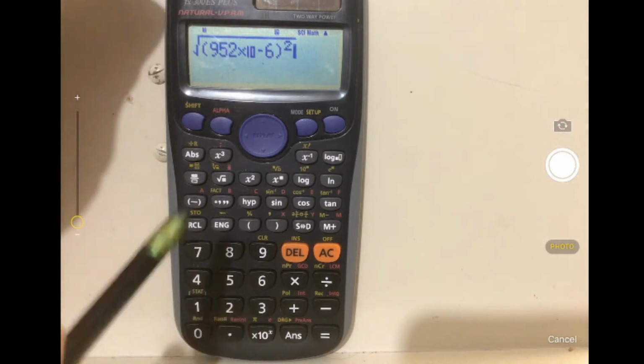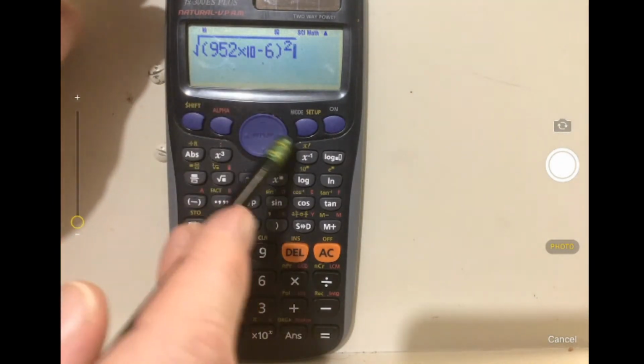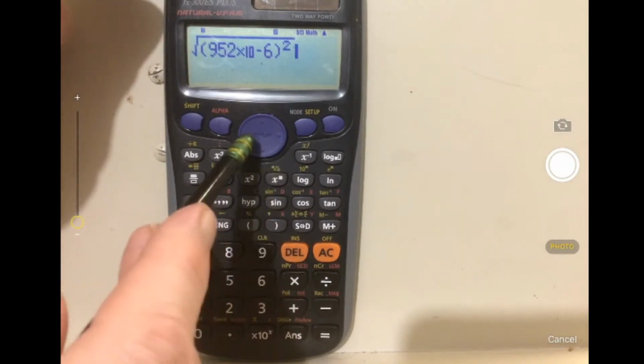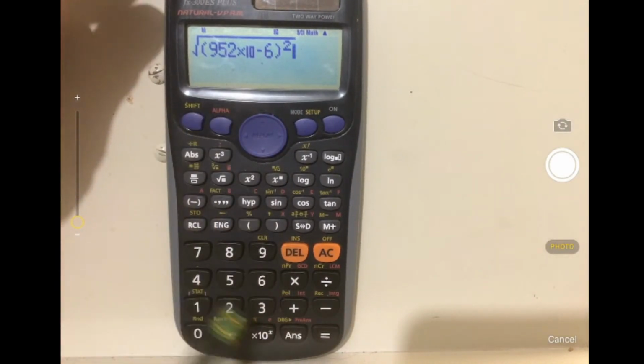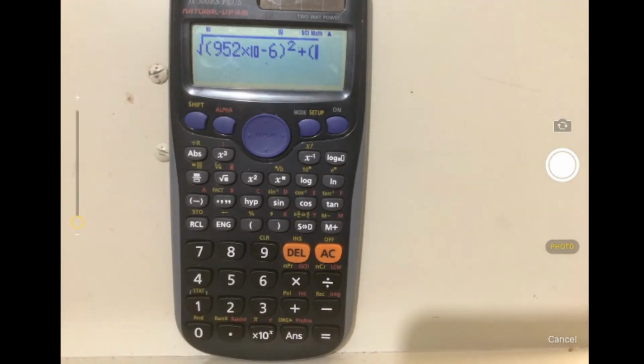Now I'm still inside the square root, and that's where I want to be. So make sure you don't hit this and get out of the square root, because then you'll be bumming. So make sure you're still in the square root, and then you hit plus. And I'm going to open up another parentheses because I'm going to have to square another one. This one says 1.04 milliohms.